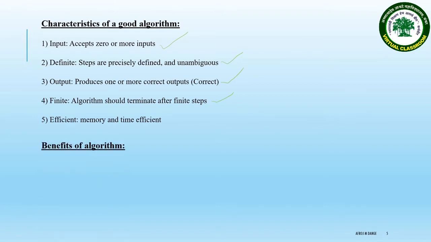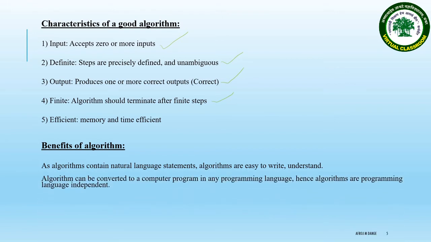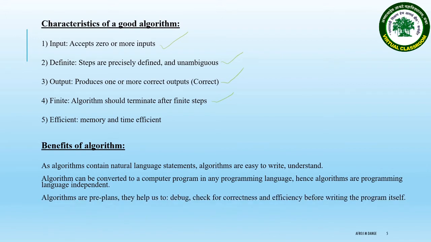Now, what are the benefits of an algorithm? First, as an algorithm contains natural language statements, algorithms are easy to write and understandable. An algorithm can be converted to a computer program in any programming language. Hence, algorithms are programming language independent. Algorithms are pre-planned. They help us to debug and check for correctness and efficiency before writing the program itself. Algorithms can be easily translated to pseudocode, to a flowchart, then to a program.